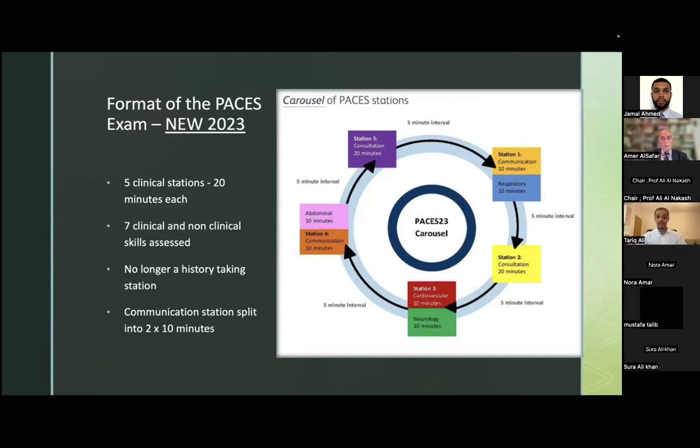Apologies. So there are 5 clinical stations. Station 1 is a mix of communication and examination. Station 2 is a consultation of 20 minutes. It was previously a history station that's no longer included. Station 3 is an examination, 10 minutes of cardiovascular and 10 minutes of neurology. Station 4 is a mixed communication and abdominal. And station 5 is another consultation. So there's a stronger focus on assessing your clinical and non-clinical skills based on both communication and consultation aspects, rather than the history base, which is far more focused at foundation year level. There's a lot more focus on actually interacting with the patient and making a management plan.